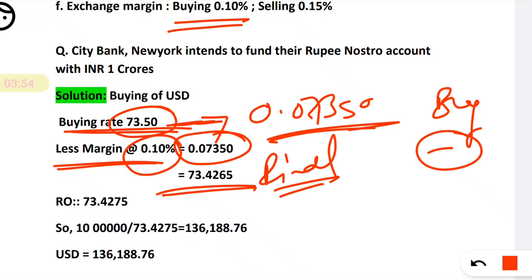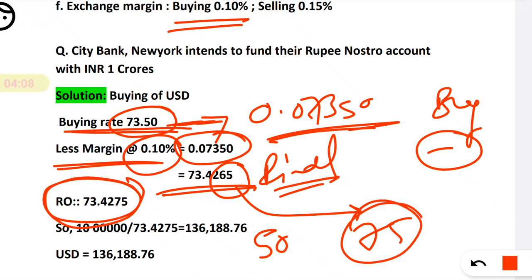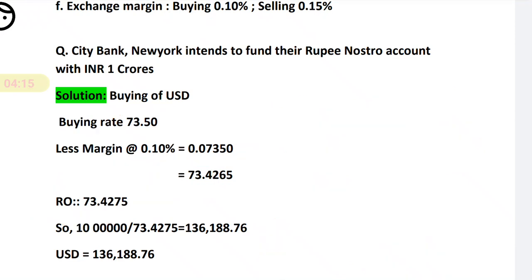Next step, you have to do the rounding off. Just find the last two digits. 65 falls between 50 and 75. You have to keep a difference of 25 points. So which is nearer? 75 is nearer. 65 is nearer to 75, so just do the rounding off, that is, replace the last two digits by 75. This will be your final rate after rounding off.